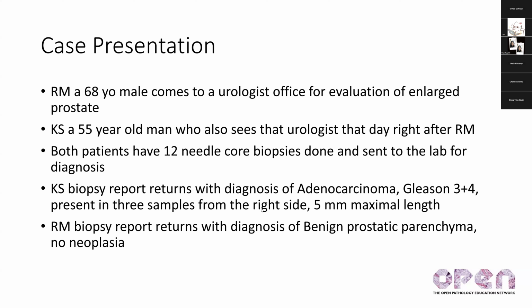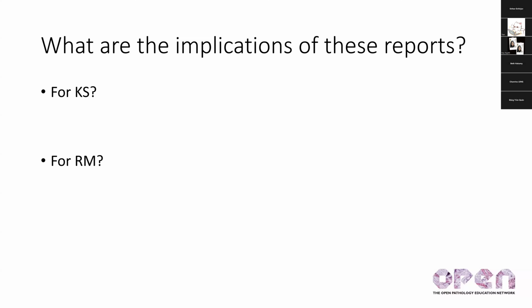The younger patient has a biopsy report that comes back as adenocarcinoma, Gleason 3+4. It's present in 3 samples on the right side. And has a reasonably extensive size of at least 5 millimeters in one or more of the needle core samples. In contrast, the older patient, RM, gets a biopsy report back that says benign prostatic parenchyma, no neoplasia. So here's our first discussion point. What are the implications of this diagnosis for these patients? For KS, what are the implications for that patient?